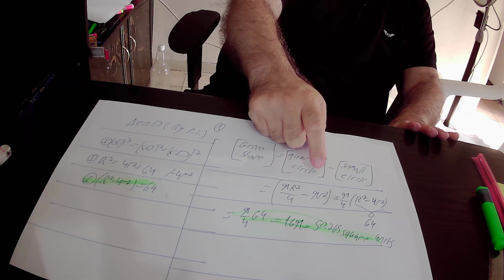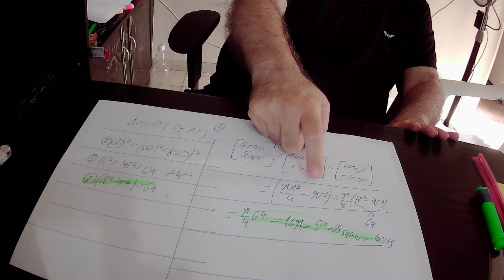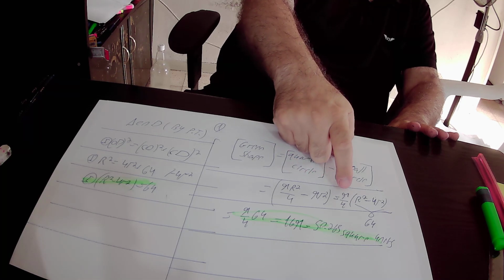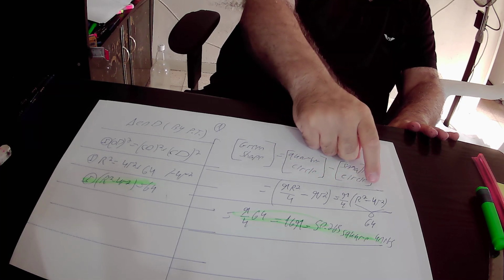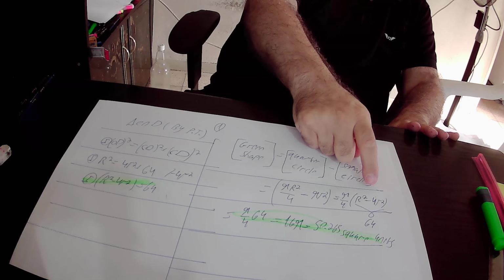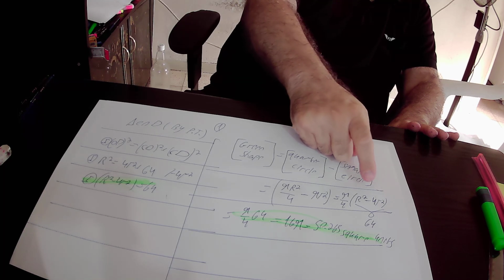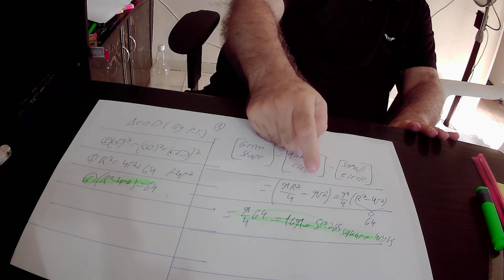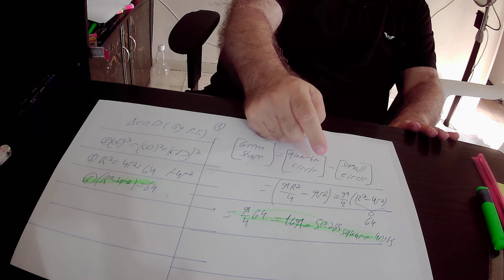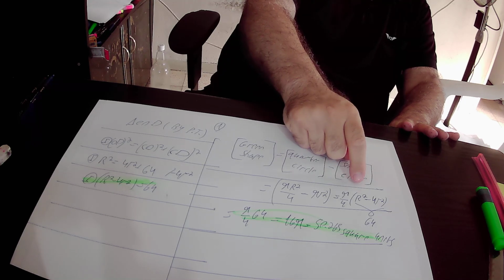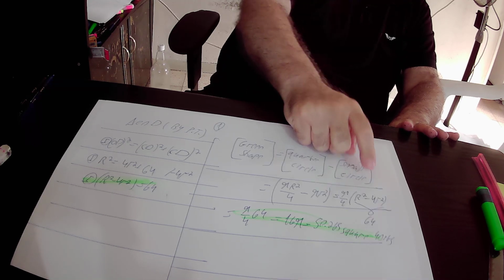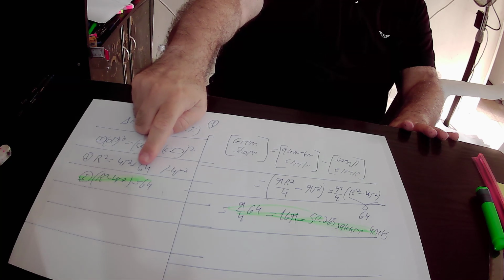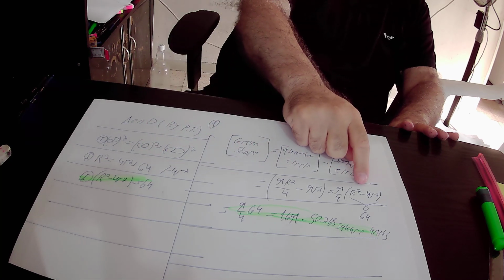And what is left from minus pi R square after we took pi over 4 as a common factor? It is actually minus 4R square. Why? Because minus 4R square times pi over 4 equals minus pi R square. But we have already found out that the expression capital R square minus 4R square equals 64. Therefore, we can substitute this expression by 64.